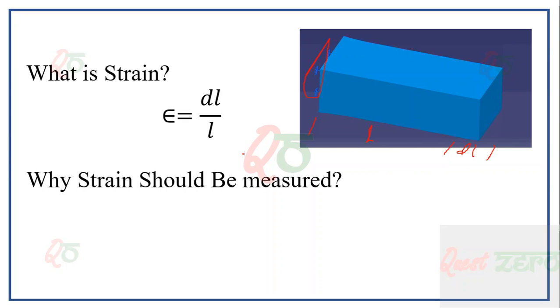So in those circumstances, whenever you measure the amount of deformation that a body has undergone because of the application of load, you can easily find the stresses generated by using the relation E into epsilon, where E denotes the Young's modulus of that particular material. Epsilon will not be calculated by the dL by L formula, but it will be measured from the measuring instruments that will be employed. Going further, what are the different types of strain gauges?